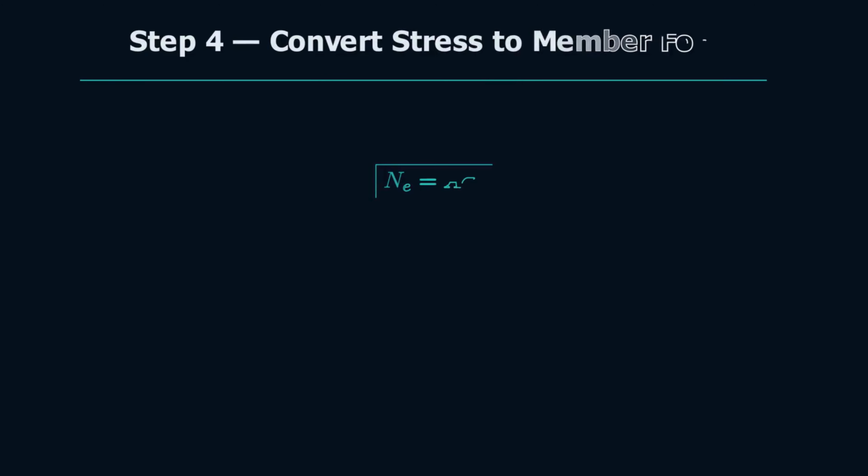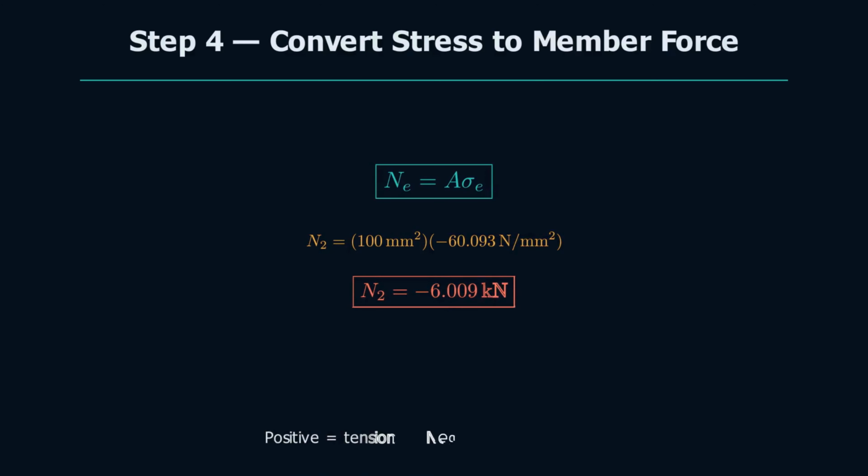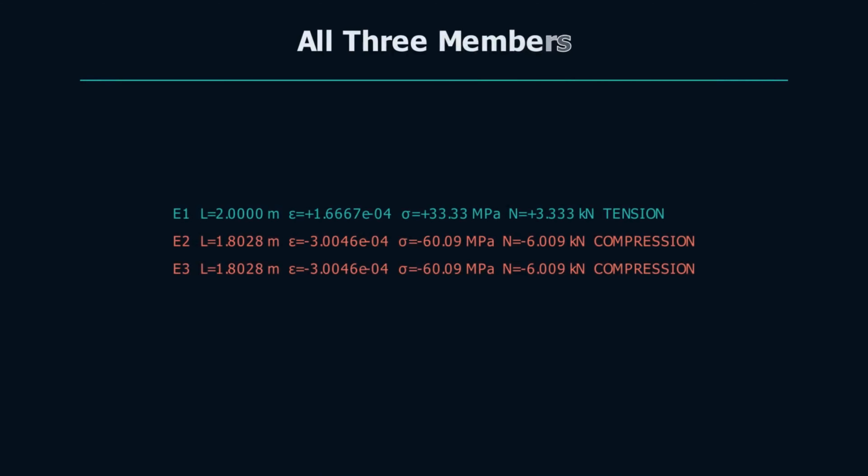Once stress is known, multiply it by the cross-sectional area to obtain the axial force carried by the member. For element 2, the result is approximately minus 6.009 kilonewtons. Repeating the calculation for all three members gives the complete member response. Element 1 is in tension at 3.333 kilonewtons. Elements 2 and 3 are each in compression at approximately 6.01 kilonewtons.